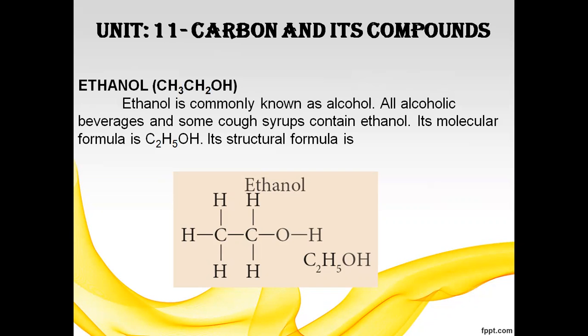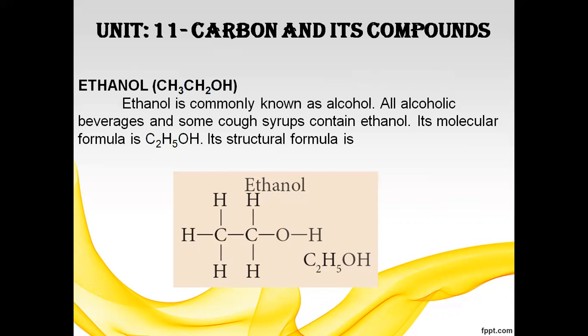There are primary suffix and secondary suffix. The primary suffixes are ane, ene, yne. Ane means single bond, and ene means double bond. Yne means triple bond. Okay. So the secondary suffix is the functional group: OH, CHO, CO, COOH. These are the functional groups. These are the suffix words: ol, al, one, oic acid.